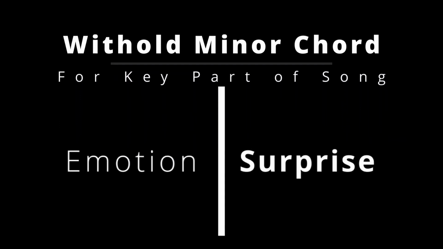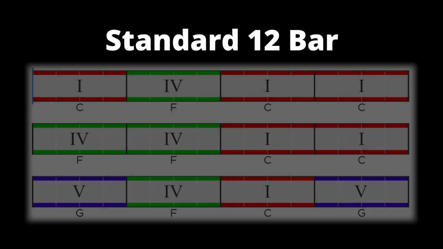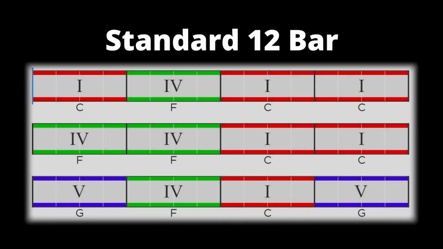One of the benefits of adding a 4th minor chord to a progression is that we can withhold it for a significant moment in a song. The impact of a new minor chord being heard can inject emotion or provide an element of surprise with its different feel. For example, here is a classic 12-bar progression that uses only the 1, 4, 5 chords. Please note that we will use the key of C major in our examples.